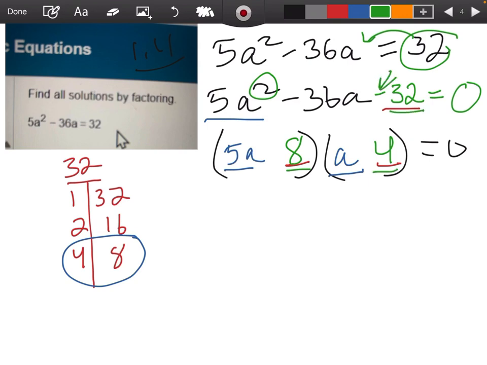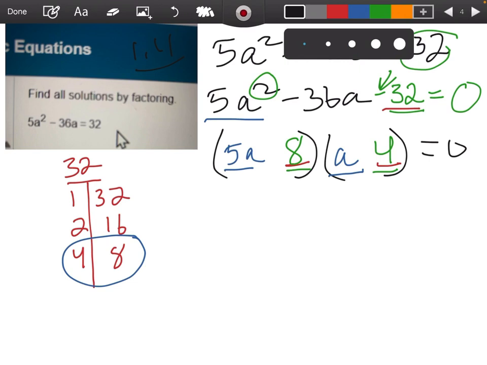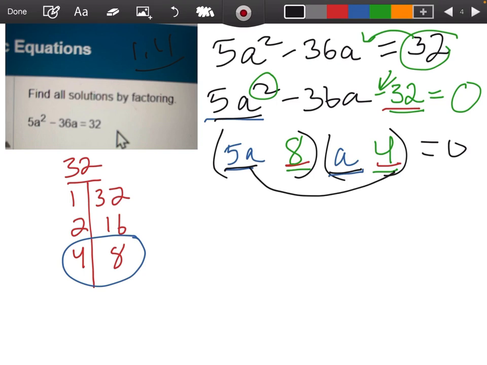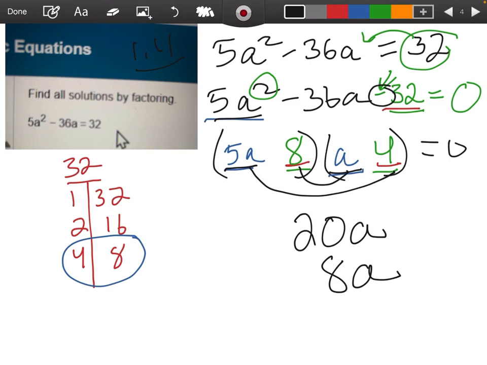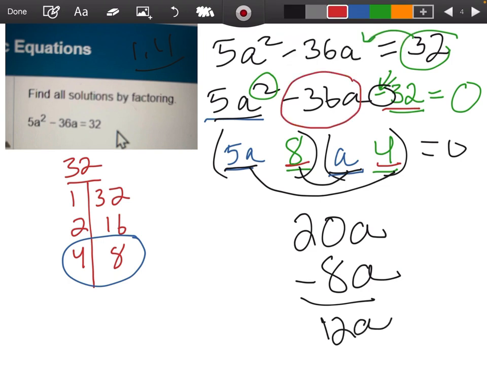Now, I know I want to get a negative 32. I'm going to hold off on the sign just for a second, okay? So let's go through the process of making sure we're doing this right. 5a times a, 5a squared. 5a times 4, y'all, that would give me 5 times 4, that would give me a 20 with an a. 8 times a would give me an 8a, okay? Now, y'all, because I'm going to get a minus 32 here, one of those signs is going to have to be positive, one's going to have to be negative. So if I were to do this, 20 minus 8, that would give me 12, but I don't want a 12, y'all. I really want a 36.